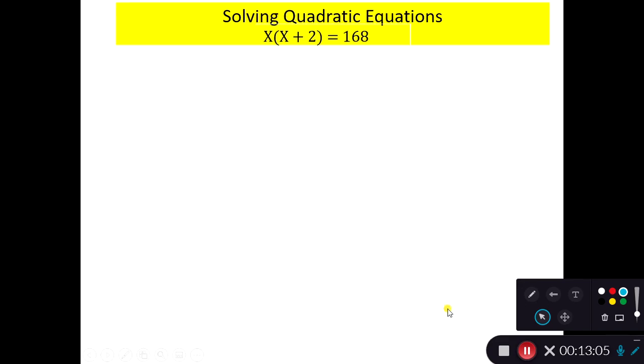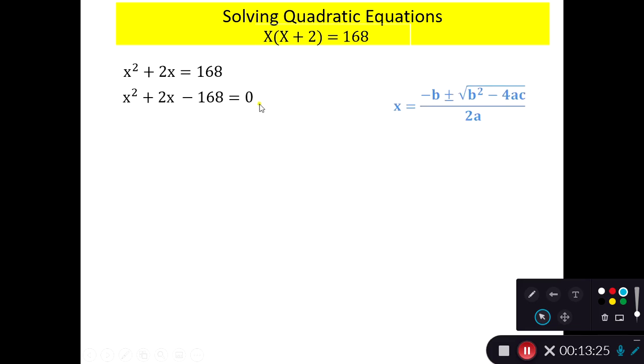Okay, we're going to work it. We have x times x plus 2 equals 168. That's going to give us x squared plus 2x equals 168. Quadratic equation, very nice, but it doesn't equal 0. It has to equal 0, so we have to bring that 168 to the other side. So it's minus 168 equals 0. And we said we wanted to use the formula. So we're looking at a is 1, b is 2, c is negative 168.